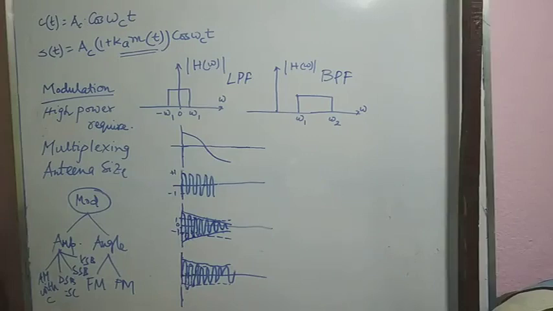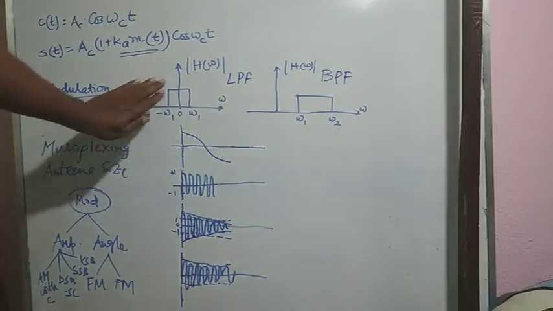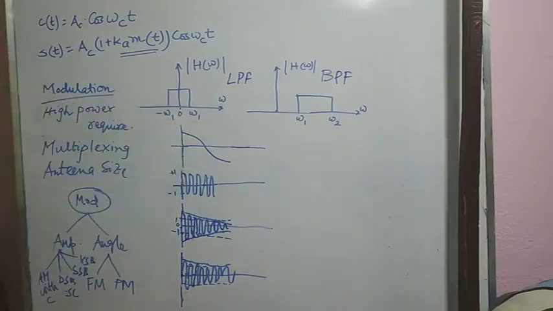In the case of the band pass filter, it ranges between two frequencies, omega 1 and omega 2. From the traditional definition of bandwidth, the difference between the highest frequency and the lowest frequency the filter allows is known as bandwidth. Therefore, for the low pass filter, the highest frequency it passes is omega 1 and the lowest is 0, so its bandwidth is omega 1. For the band pass filter, the bandwidth is omega 2 minus omega 1.